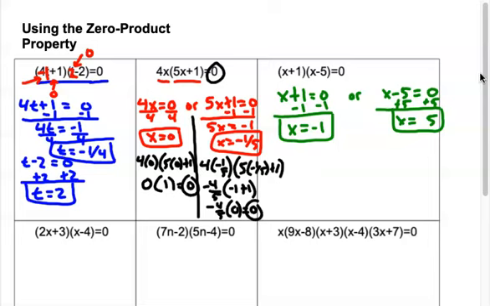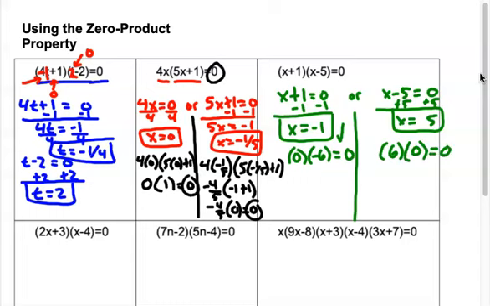Okay, plugging in to check. If I plug negative 1 in, I would get negative 1 plus 1, which is 0, times negative 1 minus 5, which is negative 6. 0 times negative 6 equals 0, so I checked that one. If I plug 5 in, I get 5 plus 1, which is 6, times 5 minus 5, which is 0, equals 0, so that one is checked. Those are the two x's I could plug in that would give me a 0 out.